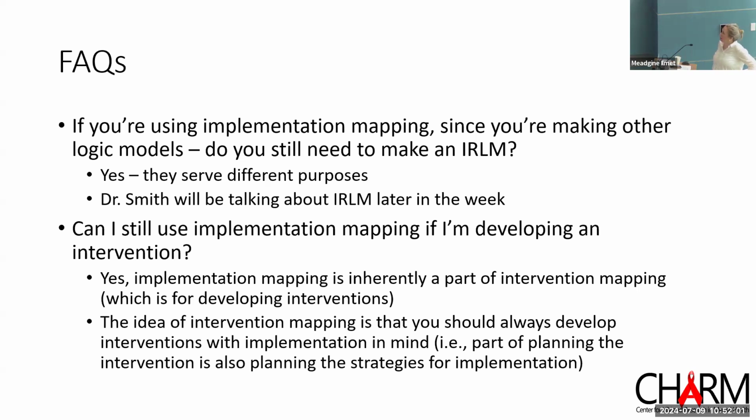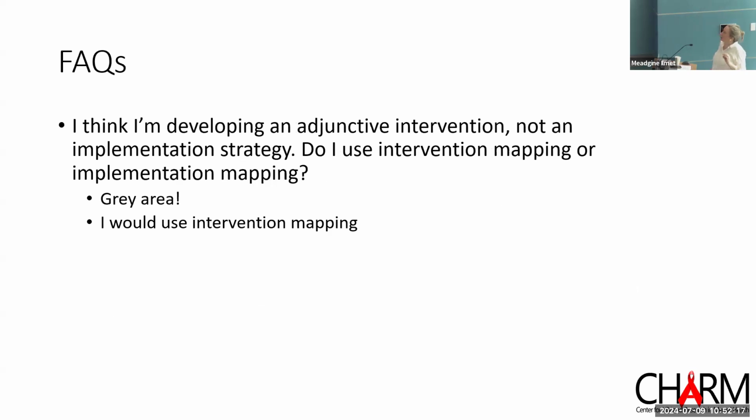Okay. Next is, can I still use implementation mapping if I'm developing an intervention? I think we've gone over this, but if you don't even have a thing yet, you need to go back to intervention mapping. And I think this comes up too, with adjunctive interventions, which I've struggled with for years. Now that I have a word for it, it's helped me. JD also wrote a paper about this that's very helpful. It's sort of that gray area between what's an intervention and what's a strategy.